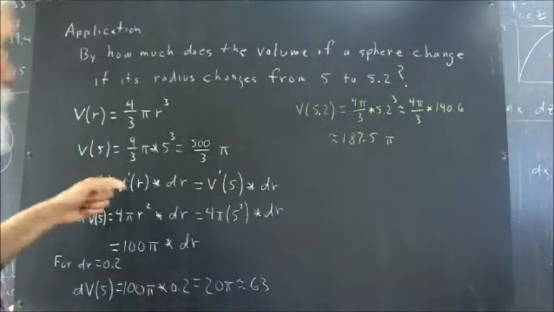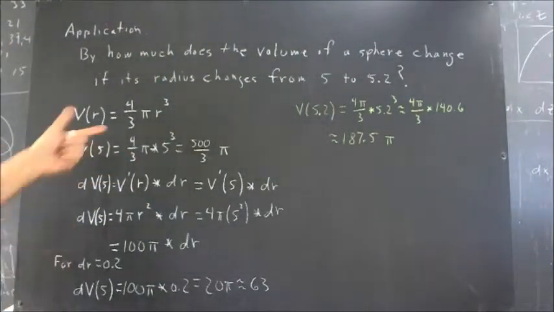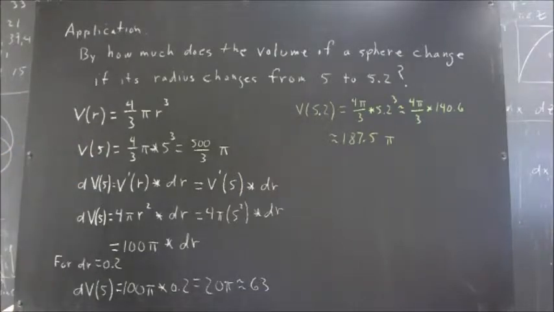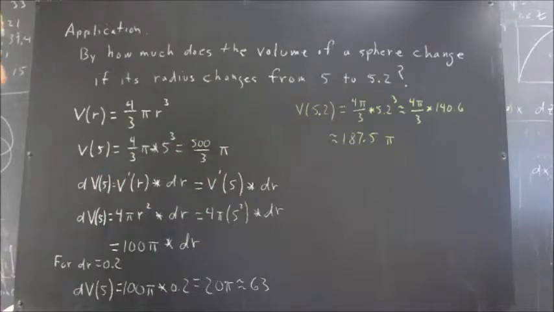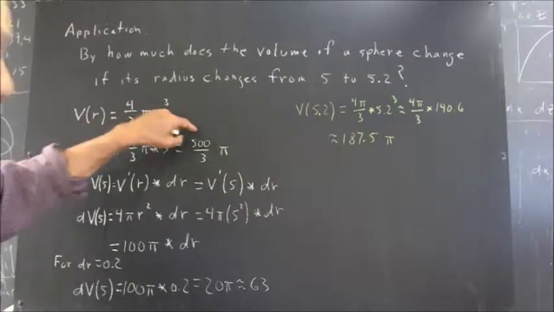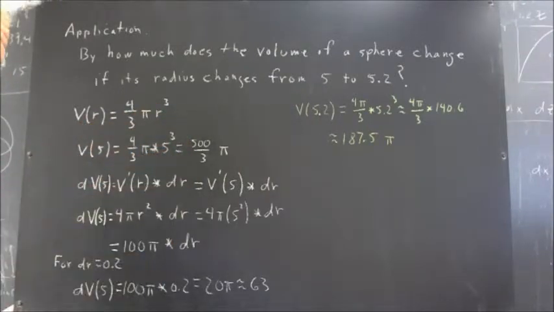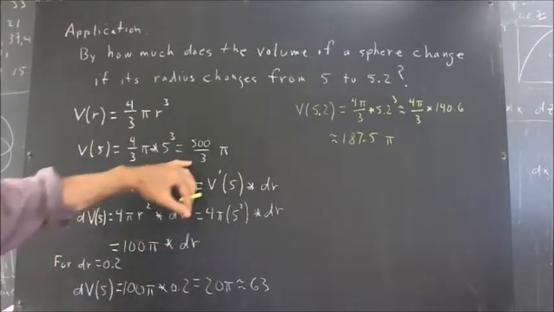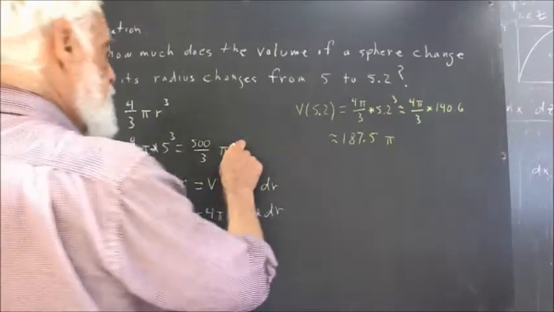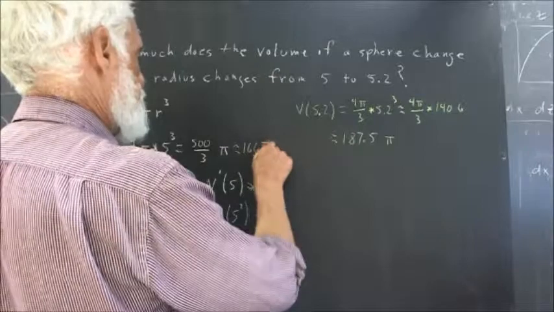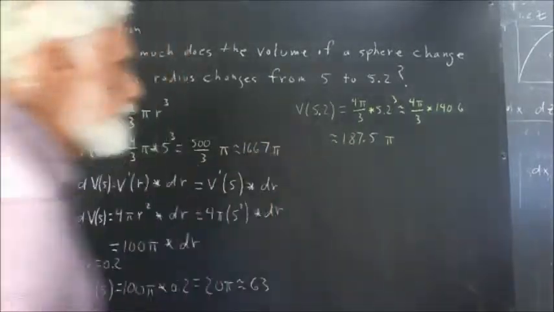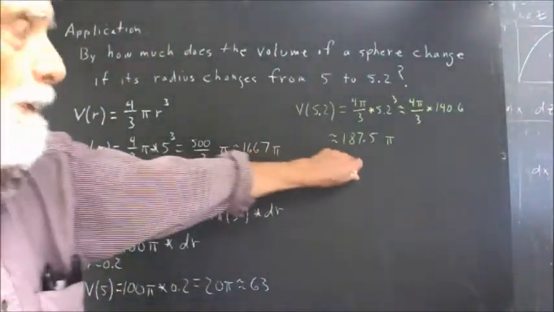Now over here, I multiplied 4 by 125 and somehow got 600, and I should have flagged it because it shouldn't have come out an integer multiple of pi, but I didn't. And of course 4 times 125 is 500, so we got 500 thirds pi over here, where I had 200 pi. So that's equal to approximately 166.7 pi. And now we see the difference.